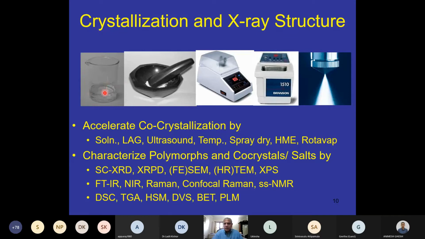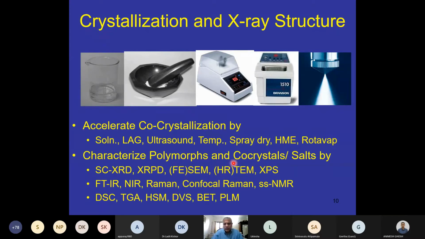So we make them either by solution crystallization, which is not the most preferred method, but is always used. We can do it by grinding, which can be either manual or mechanical, sonication, spray drying, crash cooling, lyophilization. There are many methods used. Ultrasound, hot melt extrusion, rotovap solvent evaporation at a fast rate. Essentially, when you change the conditions, you change the energy landscape of crystallization and therefore the nature of the product.